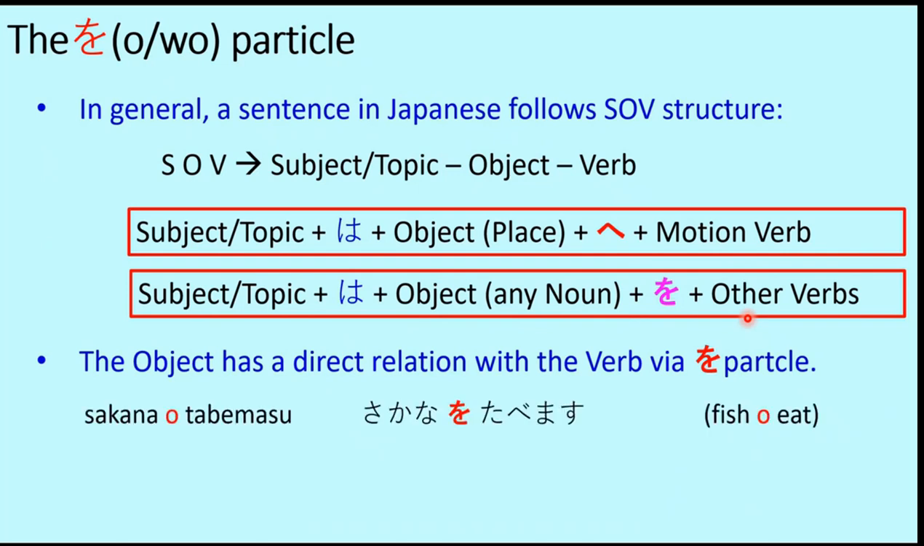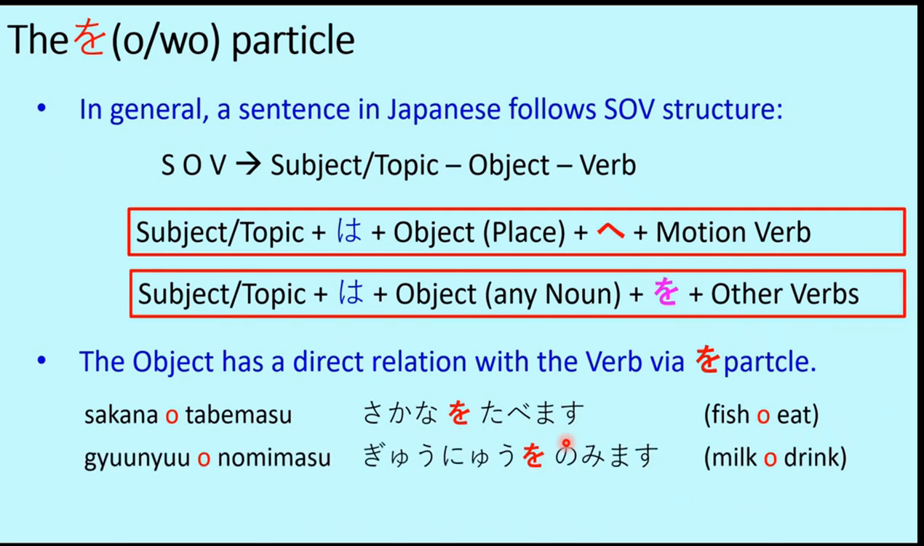For example, sakana o tabemasu. Sakana means fish and tabemasu means to eat. So sakana is the object or the noun, and o is the particle, followed by the verb tabemasu. That means this o particle connects the object sakana with the verb tabemasu. So sakana o tabemasu means I eat fish. Gyunyu o nomimasu. Nomimasu is the verb for drinking. So gyunyu is milk. Gyunyu o nomimasu means I drink milk.